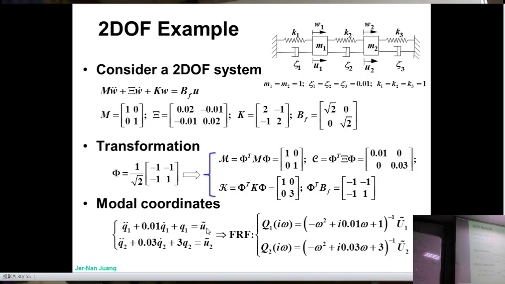U1 tilde, if you look at this carefully, means minus 1 U1 minus U2. And then U2 tilde is minus 1 U1 plus 1 U2. So they couple through the input, but their coordinates are not coupled. So when you look at their transient response, they are not coupled.